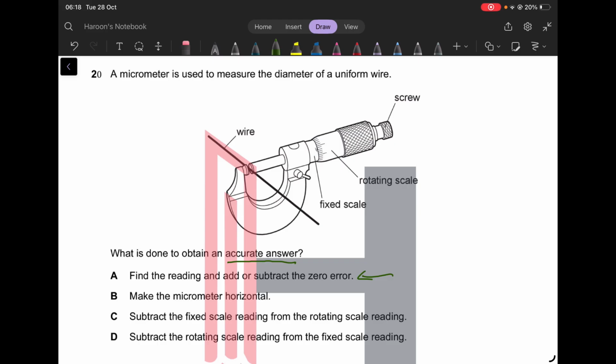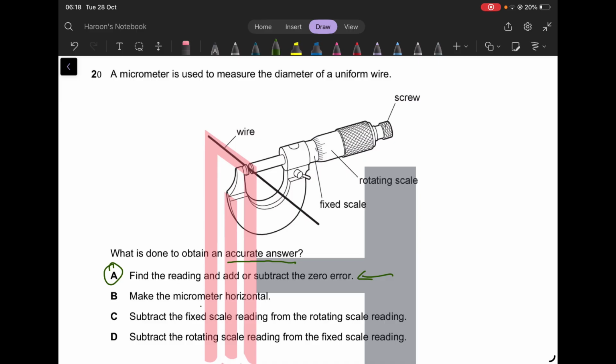We can either add or subtract depending on whether it starts from a value greater than zero, then we subtract the initial value. If it starts before zero, from a value of less than zero, we actually need to add that particular value. So this is the correct answer. Let's see why other options are incorrect.